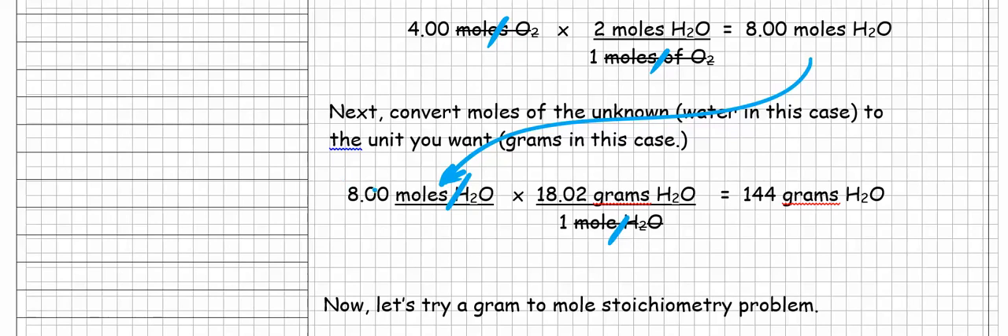So if I say 8.00, that's 3 significant digits, times 18.02, that is 4 significant digits, I get 144 grams of water, to the third significant digit.